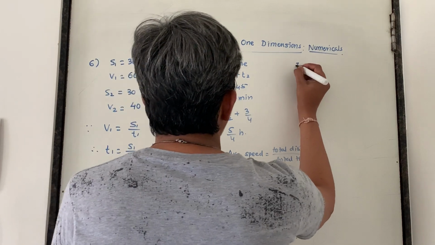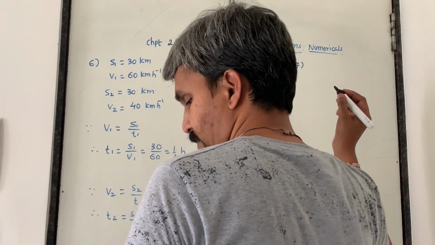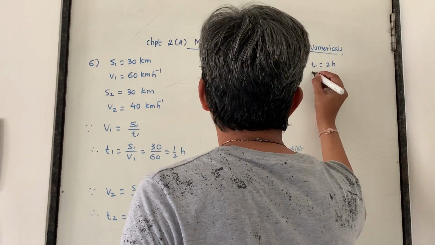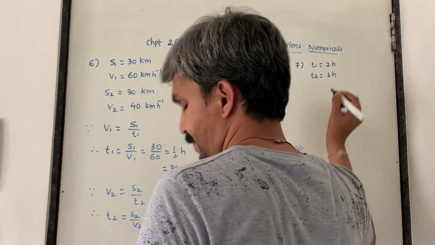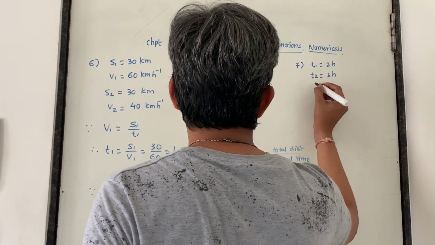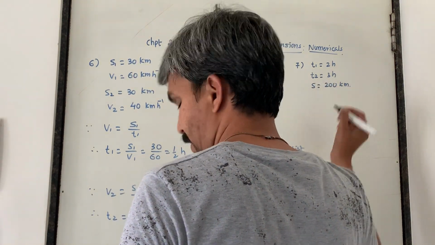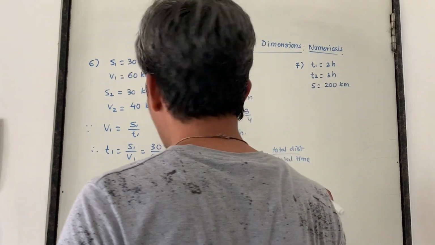7th में, T1 is given, which is 2 hours. T2 is given, which is 3 hours. Right? Distance between two cities is 200 km. Right? So find the average speed.